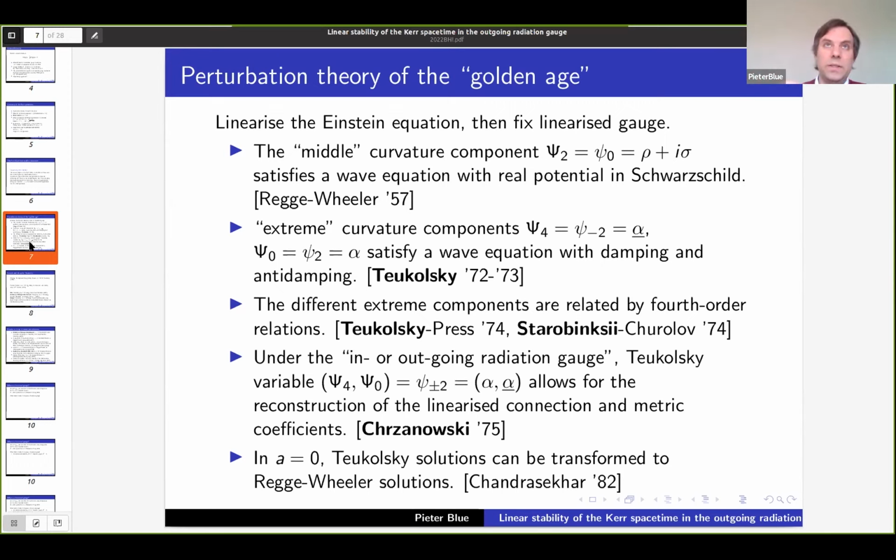And something that has turned out to be useful is that Chandra noticed that, at least in the Schwarzschild case, there is a transformation that can be made between the Teukolsky solutions for the extreme components and the Regge-Wheeler solutions for the middle component. So that's sort of the background. It laid out a lot of what the equations were, but it didn't really give any results on analysis of what the solutions looked like.